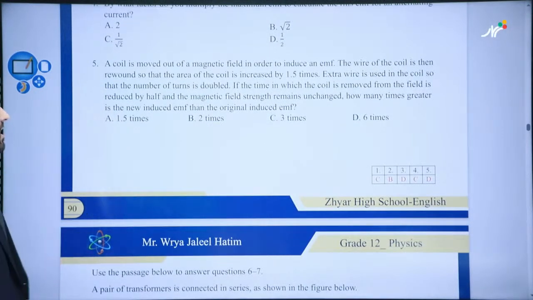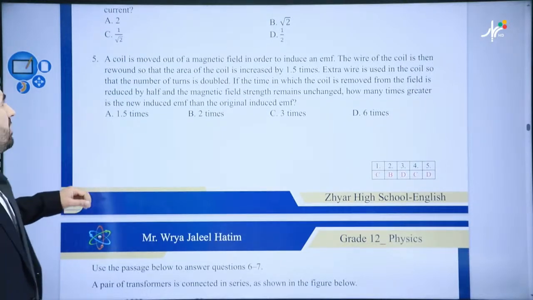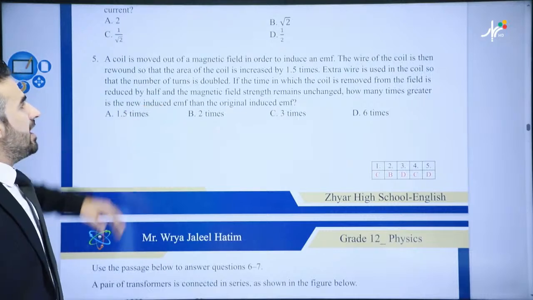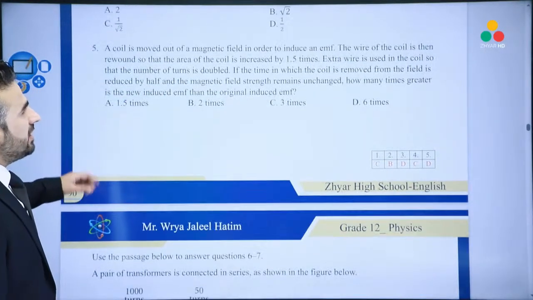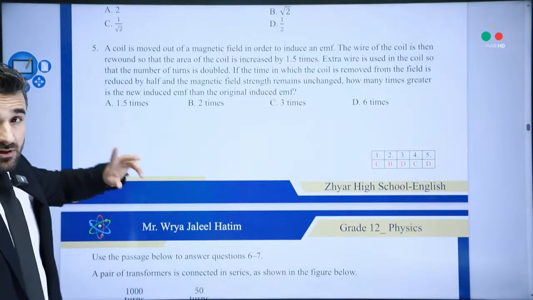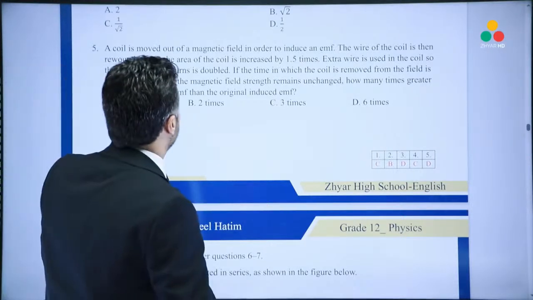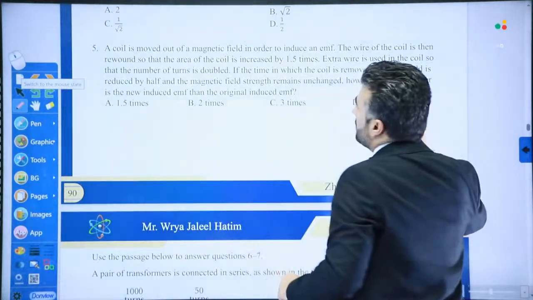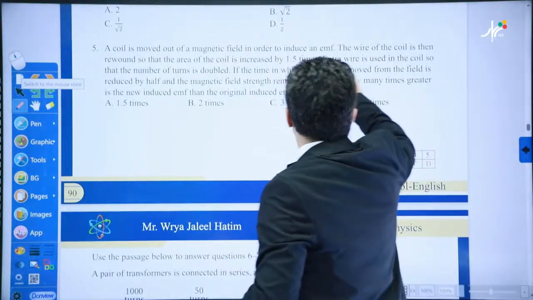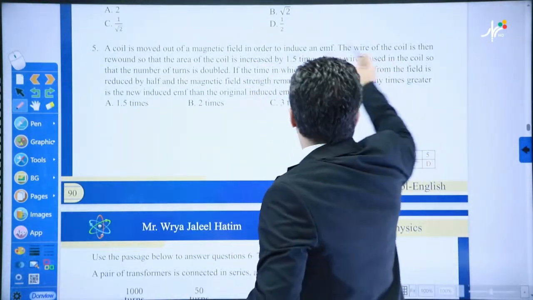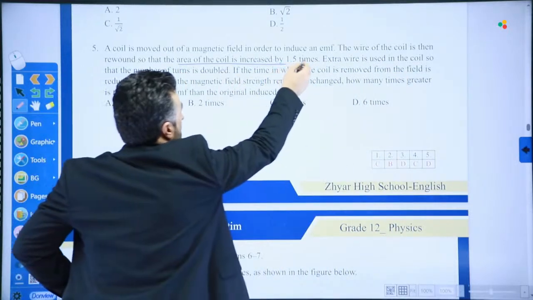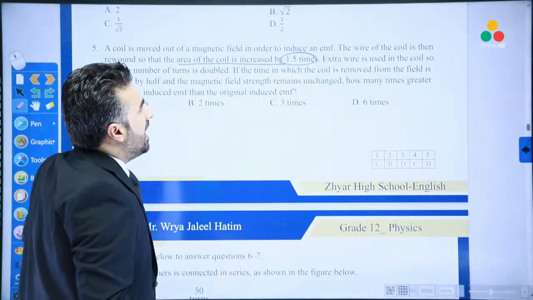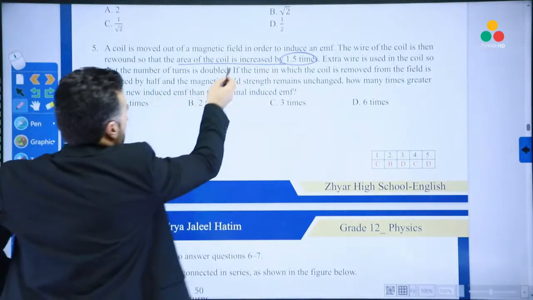Okay, take a look at this one. It says, a coil is moved out of a magnetic field in order to induce an electromotive force. The wire of the coil is then rewound so that the area of the coil is increased by 1.5 times. Extra wire is used in the coil so that the number of turns is doubled. So let's take a look at this. It says reduce the wire. Here the coil is rewound so that the area of the coil is increased to 1.5 times. This is the area. Extra wires so that the number of turns doubles.